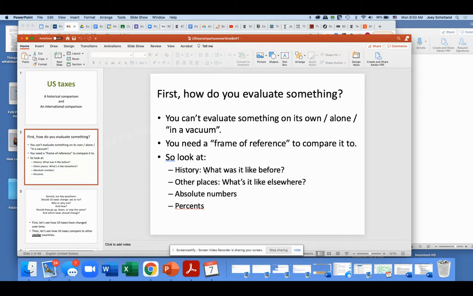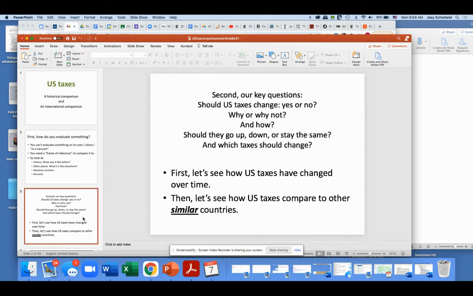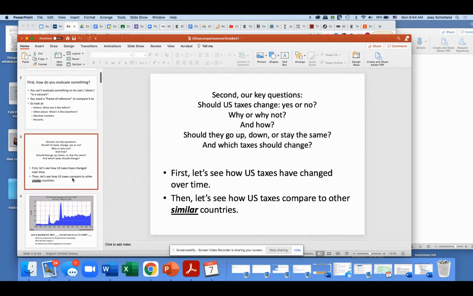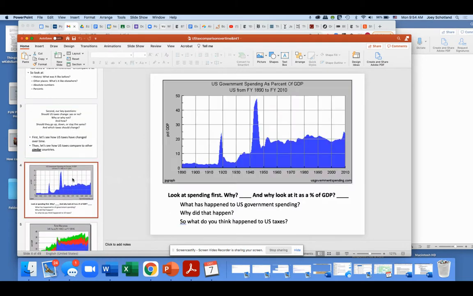So we need to look at history and ask, were taxes higher before, were they lower before, and then later we'll look at other countries. And you need to look at both absolute numbers, that is the dollars we pay, and the percents. So let's first see how US taxes have changed over time.